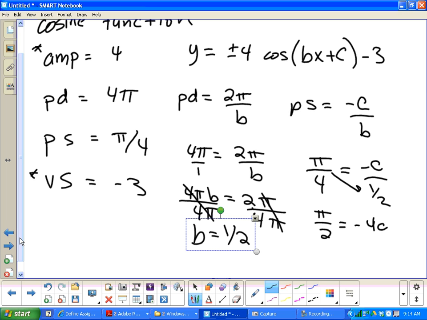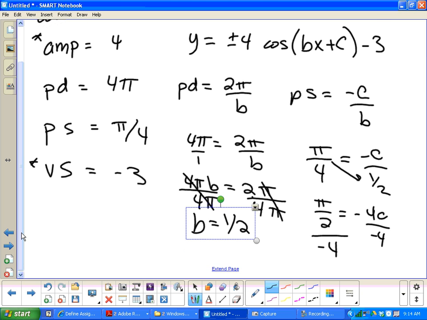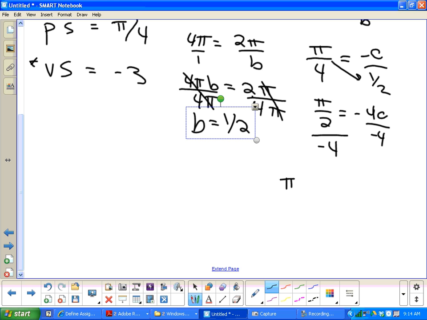Okay, what do y'all want to do? Just want to divide both sides by -4? Yeah, that's really not that bad, is it? Since we've done this a lot. How do we do pi over 2 divided by -4? Just multiply by the reciprocal, right? Pi over 2 times negative 1/4. So that would give me negative pi over 8, right?